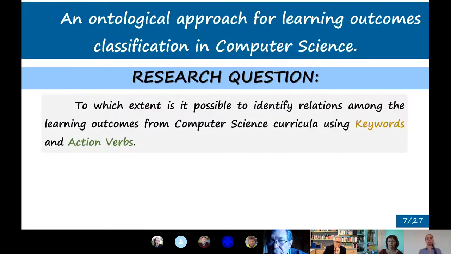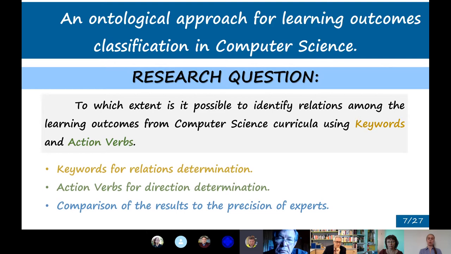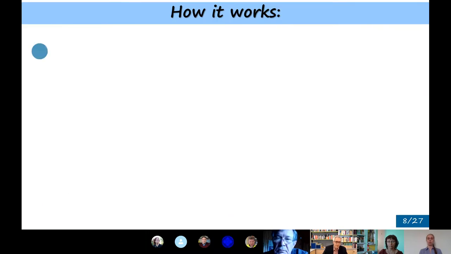That's why the research question of my master thesis is: to which extent is it possible to identify relations among the learning outcomes from computer science curricula using keywords and action verbs? I want to use keywords for relations determination and action verbs for direction determination, and then to compare my results to the precision of experts.